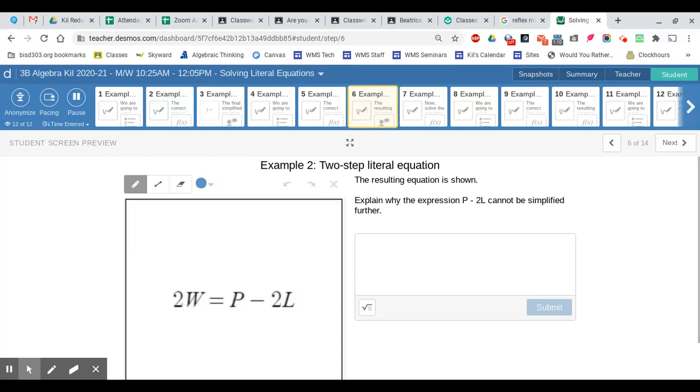Then on slide 6, we got to explain why this can't be simplified further. It's the same explanation as before. We don't know any of these values, so we can't actually subtract or multiply.